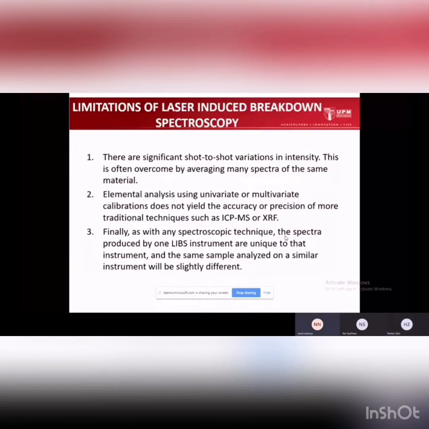Okay, I repeat again. My last point, for this last limitation of LIBS. When using LIBS spectra to do the study, these instrument differences are sufficiently large to prevent combination of data from different instruments.